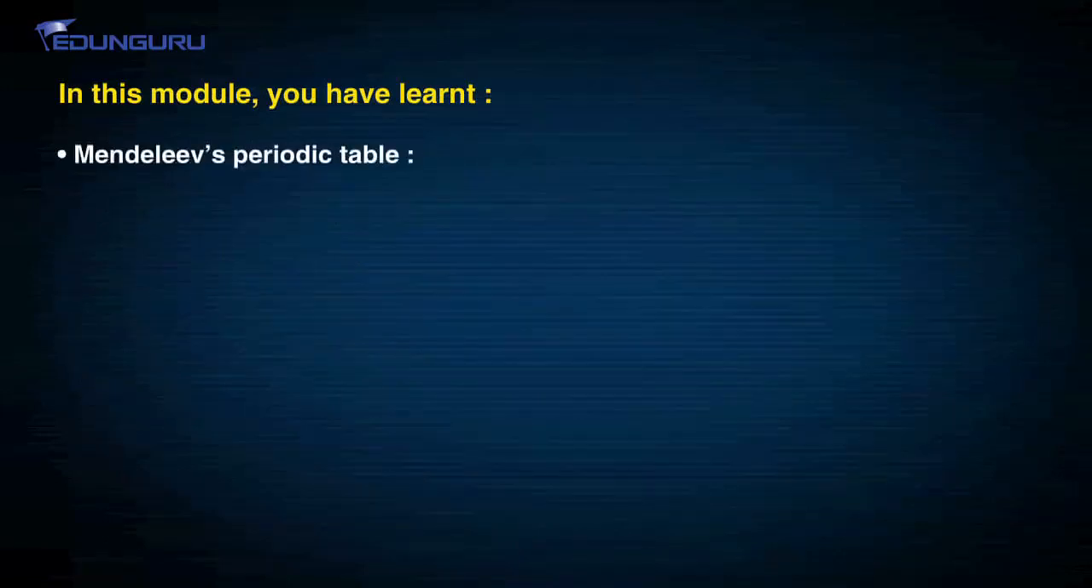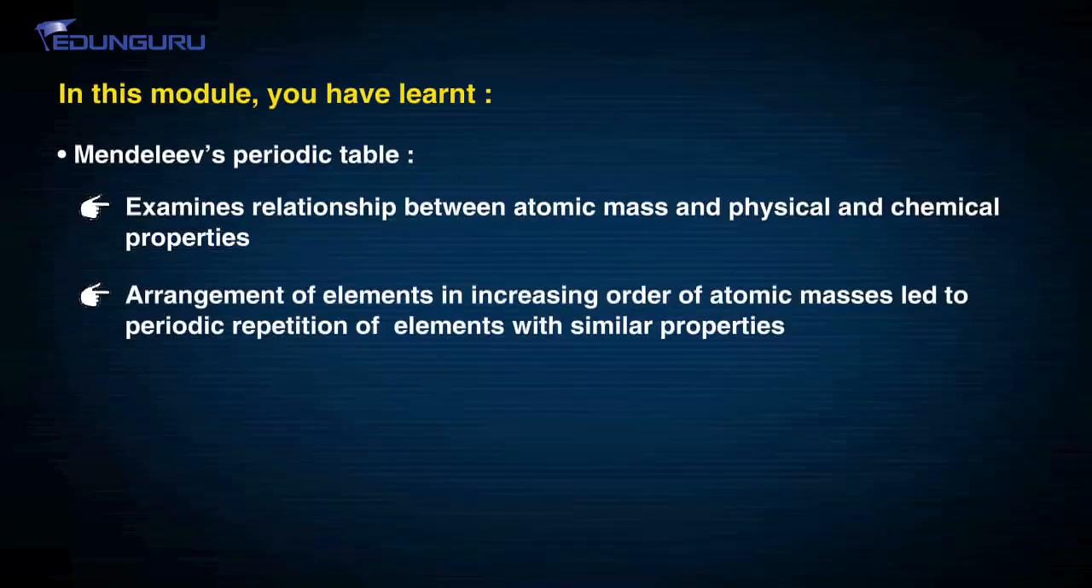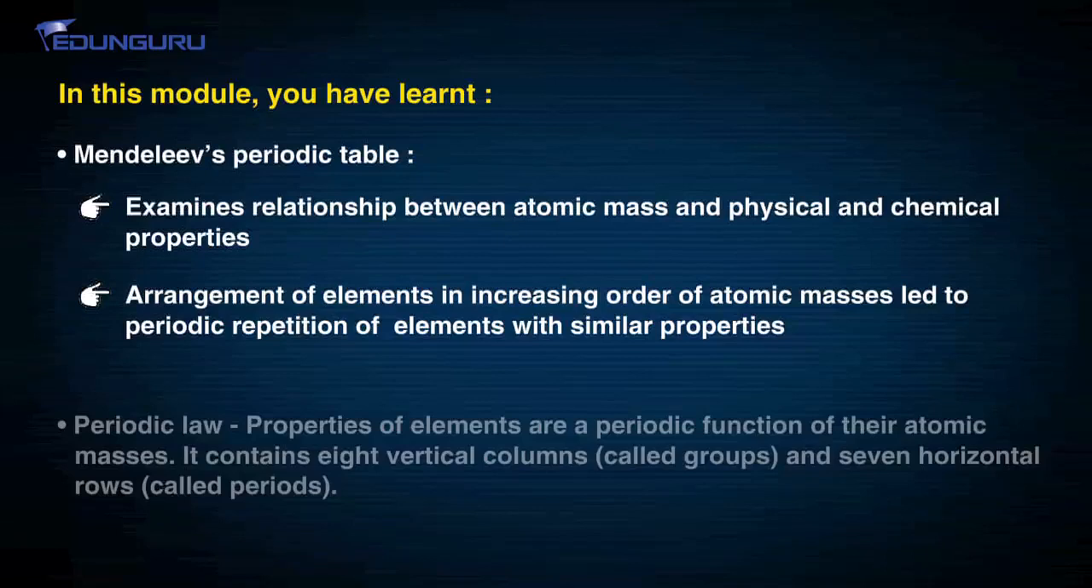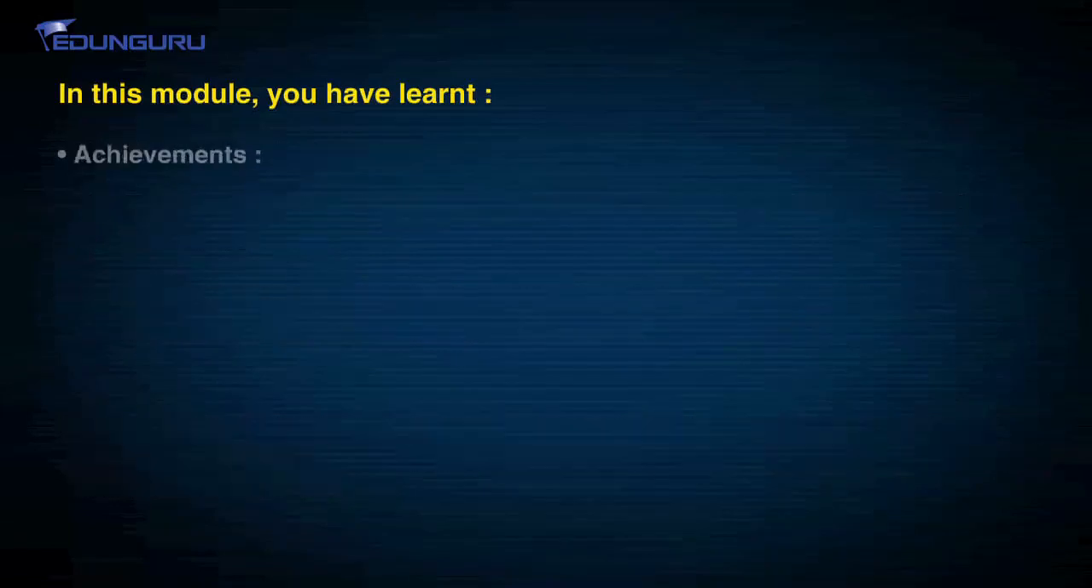Mendeleev's periodic table examines relationship between atomic mass and physical and chemical properties. Arrangement of elements in increasing order of atomic masses led to periodic repetition of elements with similar properties. Periodic law: properties of elements are periodic function of their atomic masses. It contains 8 vertical columns and 7 horizontal rows.